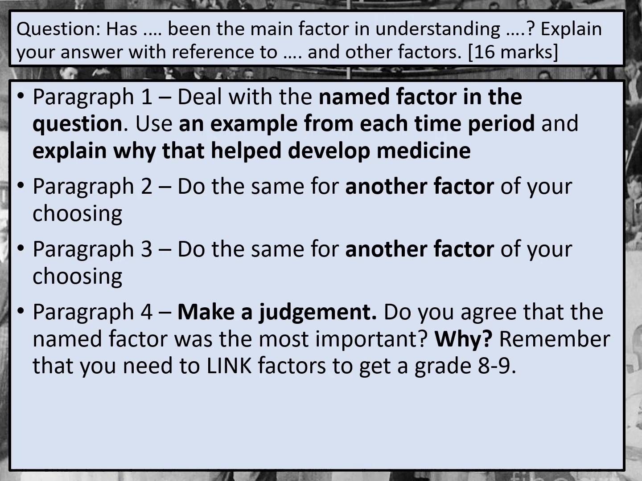So just to reiterate exactly what your answer will look like, your first paragraph, you deal with a named factor that's used in the question. You try and give an example from each time period, if at all possible. It won't always be possible, but you do try and do that, and you show how that developed, whether it is public health or in this case, surgery. Then you do the same for another factor. Then you do the same for another factor. So paragraph 1 is the one that is named in the question. Then you have another factor and another factor.